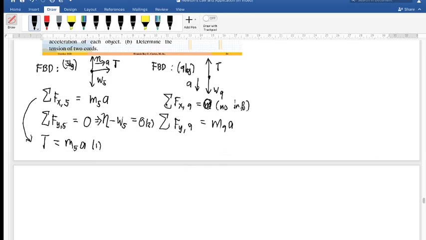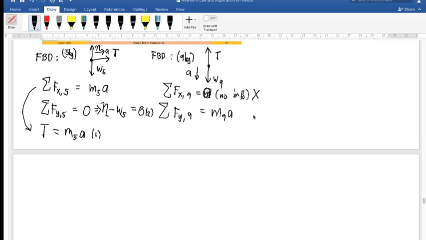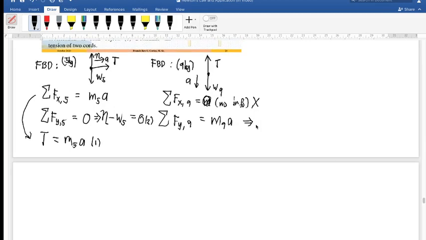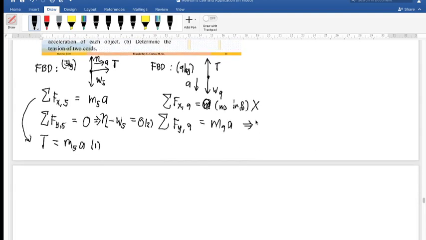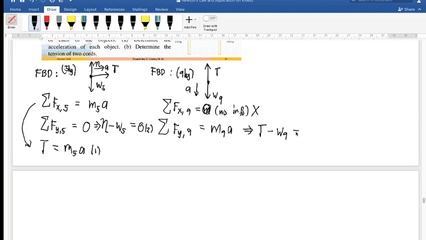How about for this one? We have no information we can get from that yet. But we can use this equation to find the acceleration and the tension. So we have here the T going up, so T minus the weight of the 9 kg object, equal to the mass of the 9 times a. So this is our equation 3.